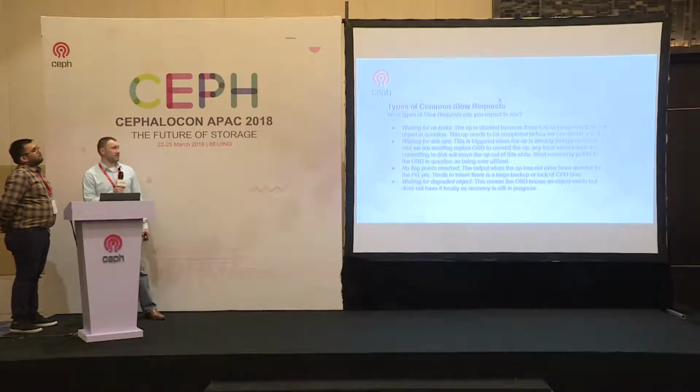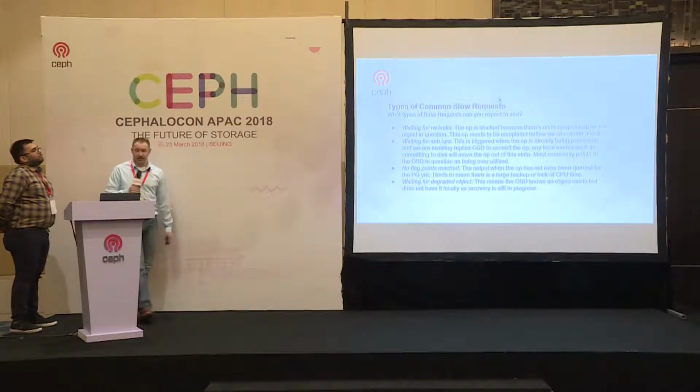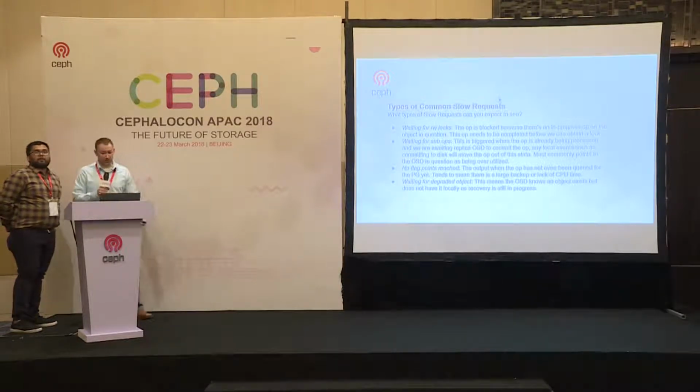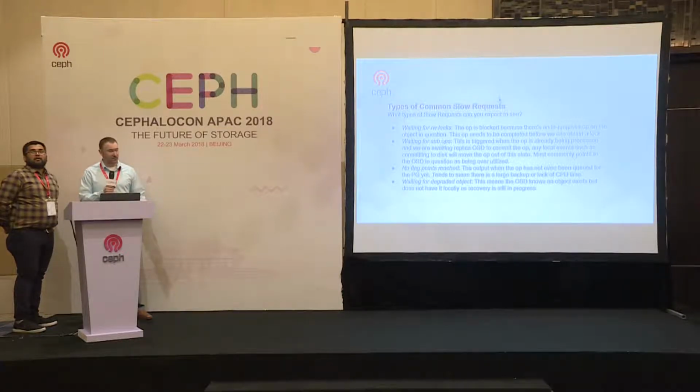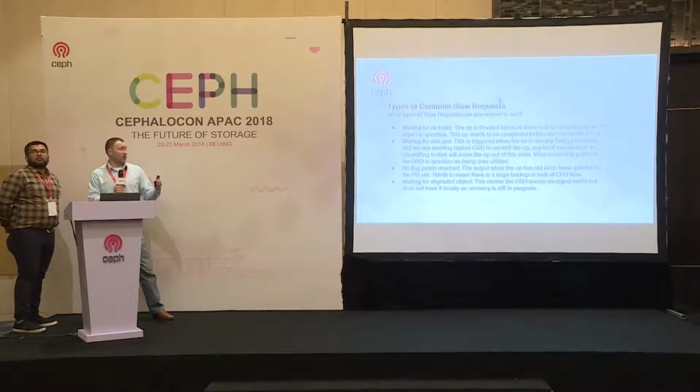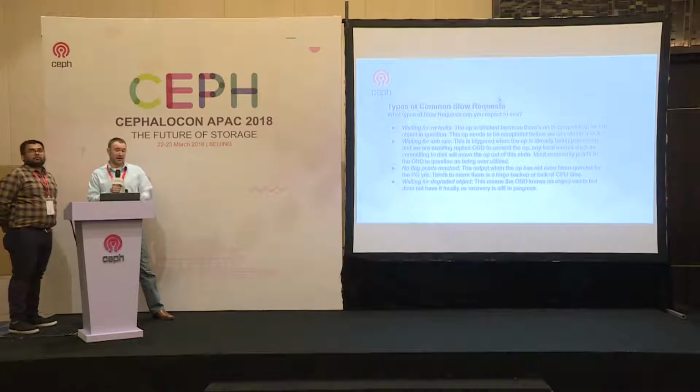Common types of slow requests that you generally see. Waiting for read-write locks. Basically, this occurs when there's an in-progress op on the object in question, and the backing op is waiting to acquire a lock. So for that previous write or operation to complete, that object needs to wait to acquire that lock. This can be due to several issues.